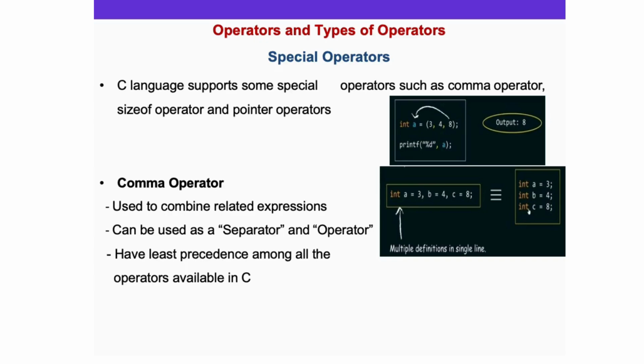The comma operator is used to combine related expressions. Here see the example. Related expressions will be combined by using the comma operator: a is equal to 3, comma, b is equal to 4, comma, c is equal to 8. It can be used as a separator and as an operator. Here it is used to separate the a, b and c values. It has the least precedence among all the operators available in C.